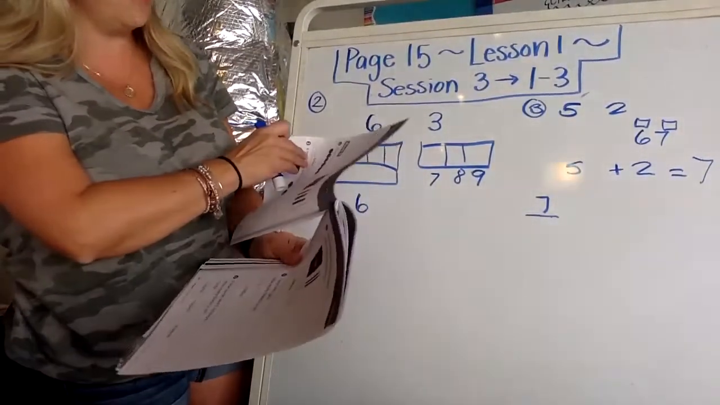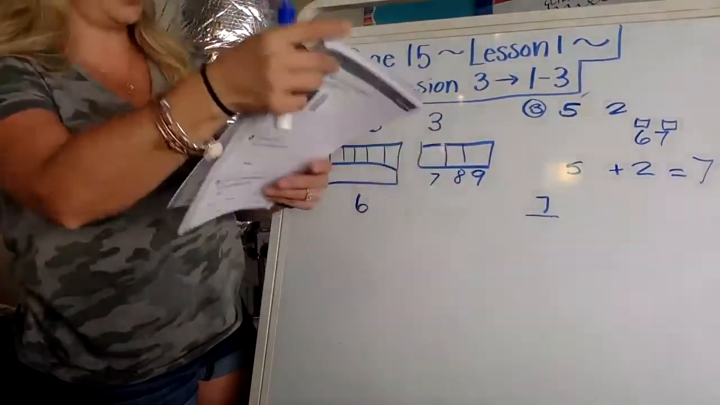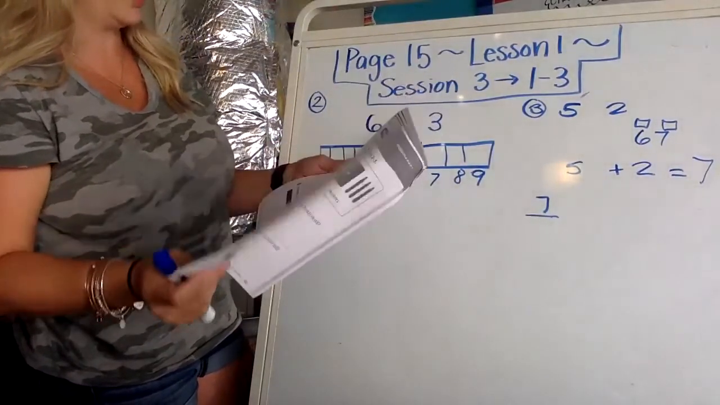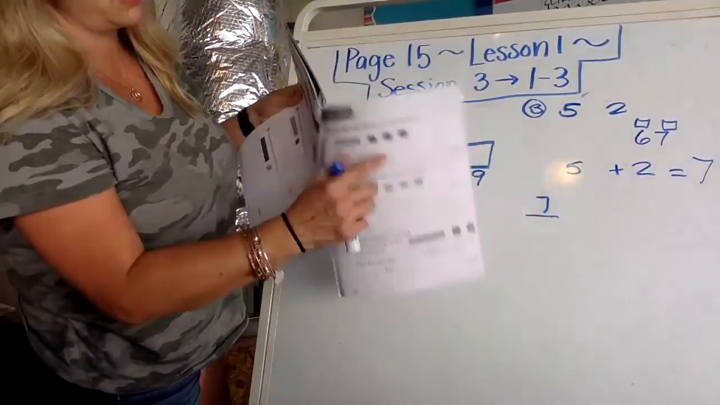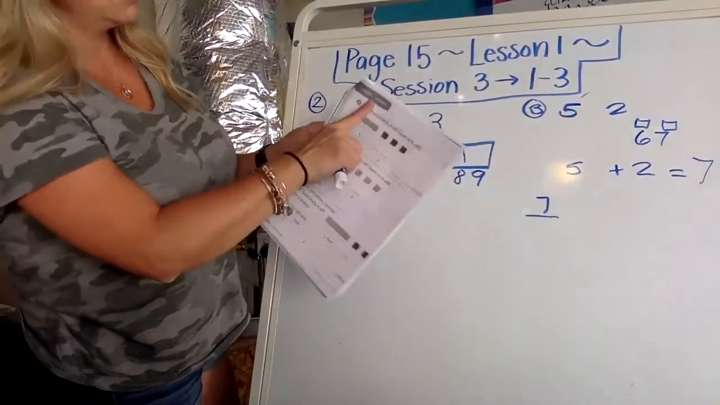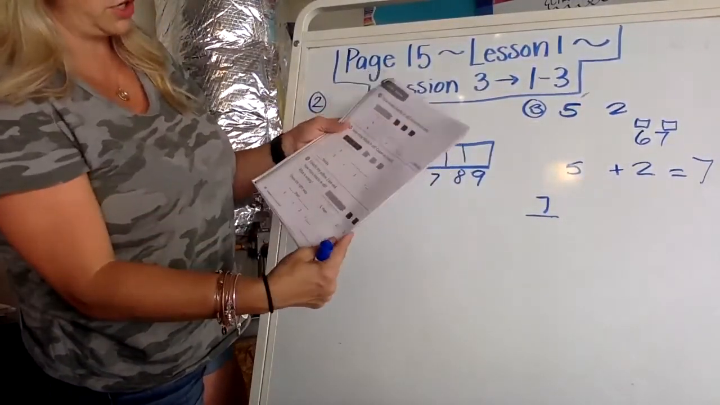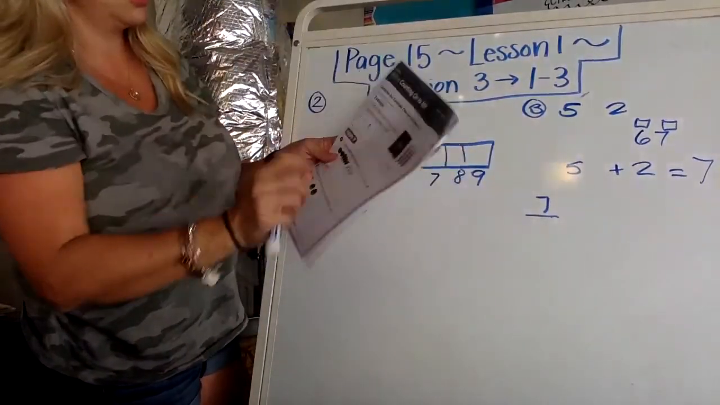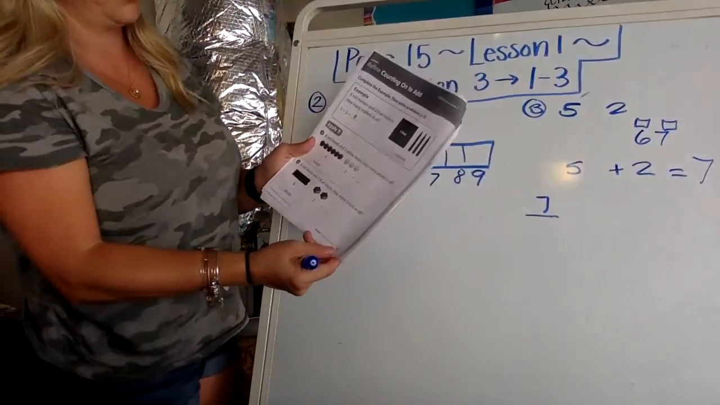You're going to stop here. You're going to stop on page 21. There's a lot of practice with session 3. So everything that says session 3, you're going to do. Session 3, lesson 1, session 3, you're going to do. And then you're going to stop, get to page 21.